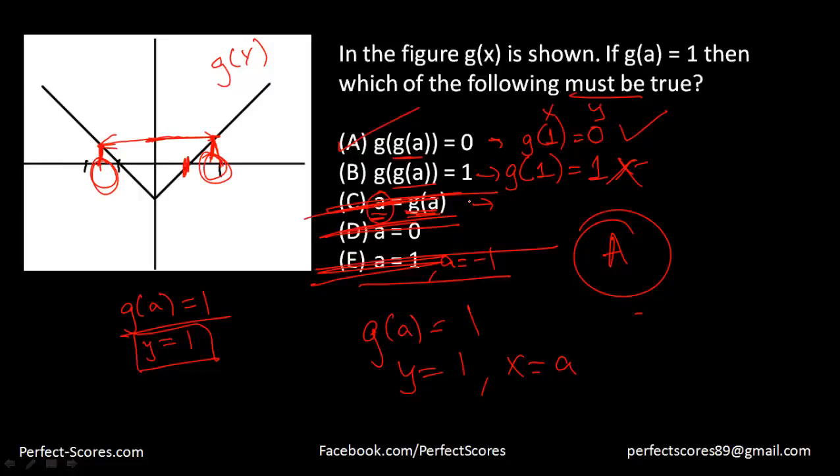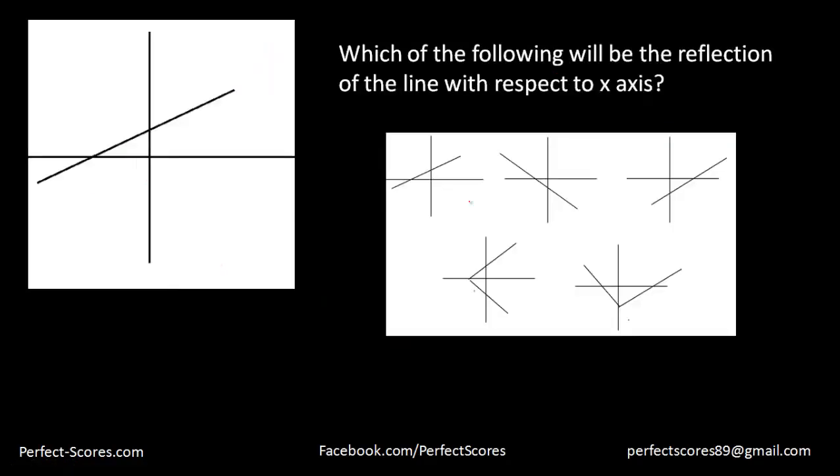Fine guys, I suppose you've understood this one. Let's move on to the next one. Now this over here is a reflection question. The question says which of the following will be the reflection of the line with respect to the x-axis. So we're going to focus at this point. This point is going to be something x and y is 0. Right? This is going to be something x and y is equal to 0.